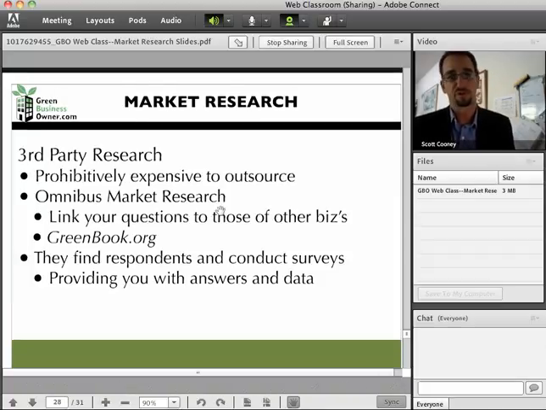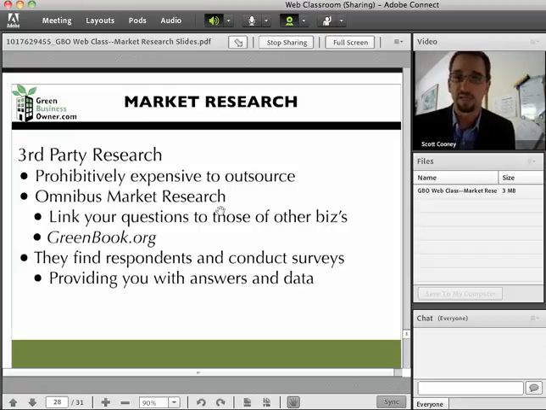So third-party research, again, is prohibitively expensive to outsource, especially if you just do one-on-one. So if you hire a market research firm for your company to go out and do this research for you, it's prohibitive. So as a result, the companies that do market research offer what they call omnibus market research.